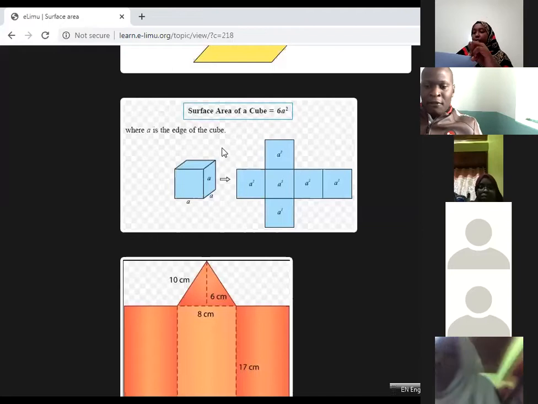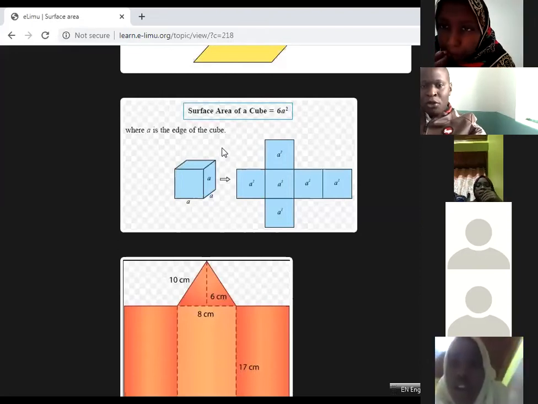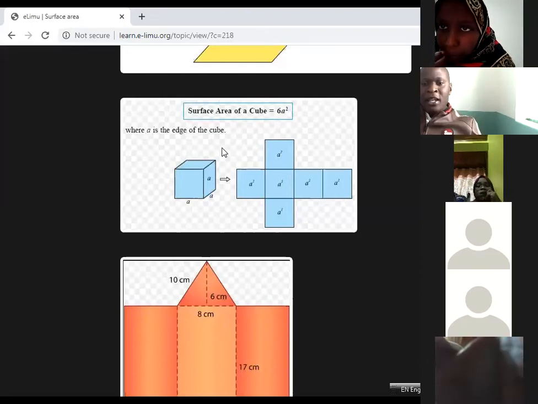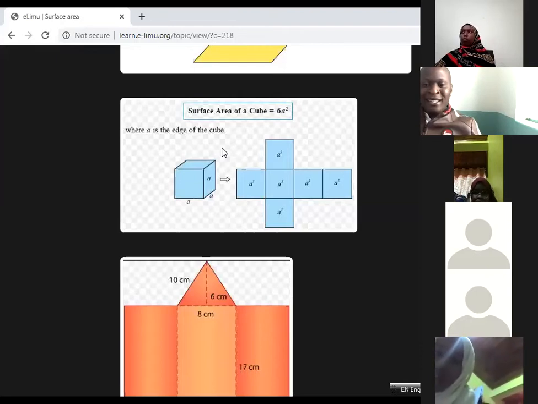So the correct answer for that question will be 6a squared. I want you to write that formula. You draw the cube and then you draw the next. You write the formula for finding the surface area of a cube to be 6a squared. So tomorrow, if I ask you, which formula do we use to calculate the surface area of a cube? We use the formula 6 times a squared, where a is the side.